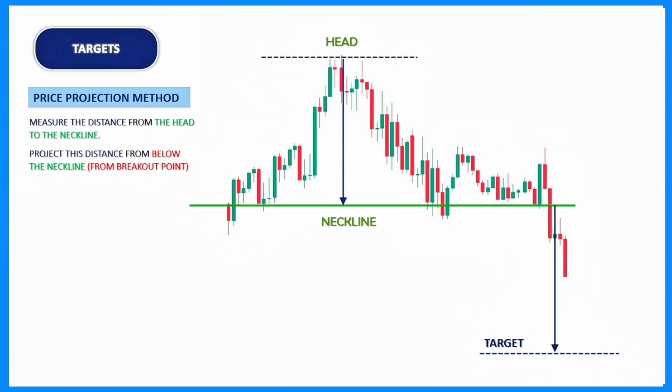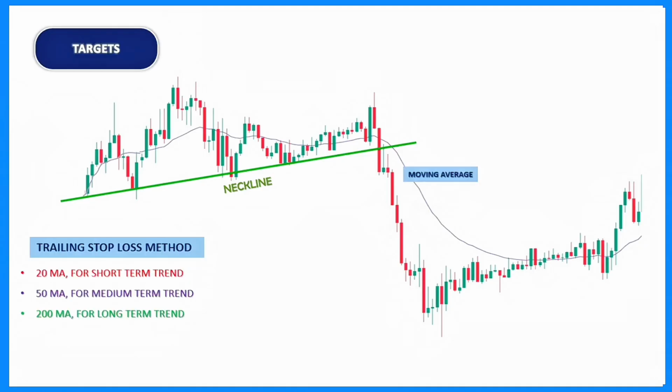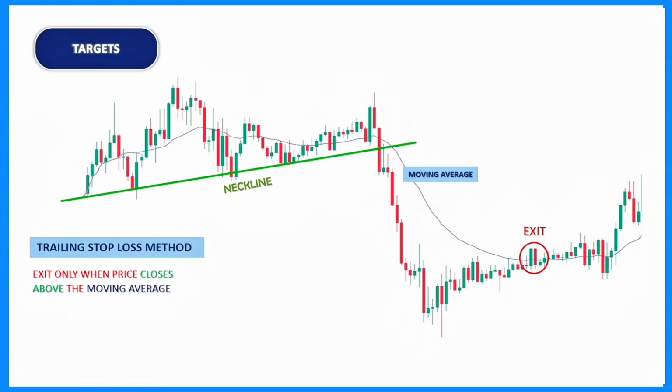The second method focuses on trailing your stop loss to capture big moves and ride trends longer. If you've seen my previous videos, you already know how effective this method is. You can trail your stop loss using moving averages. For short-term trends, use the 20-period MA. For medium-term trends, use the 50-period MA. And for long-term positions, use the 100 or 200-period MA. You simply stay in the trade until the price closes above your trailing stop, and then you exit your position.